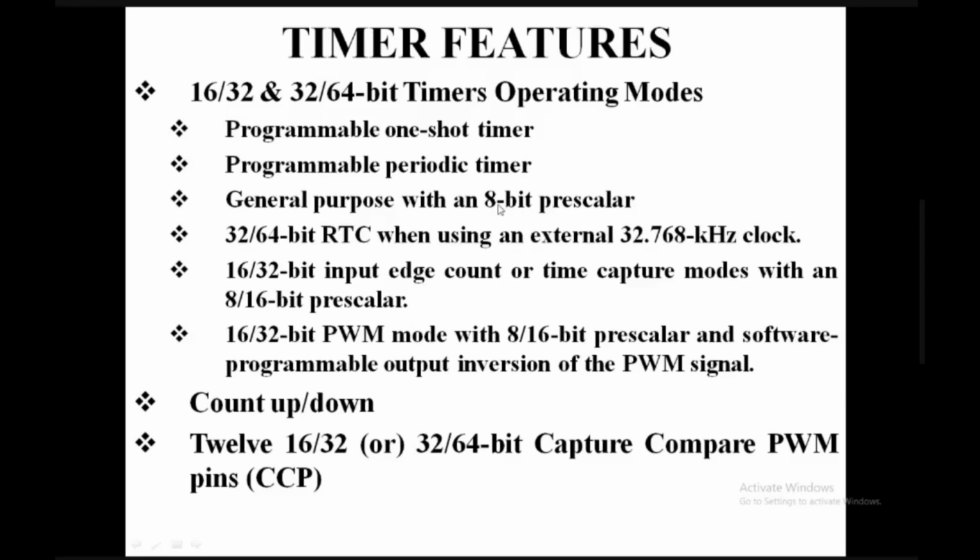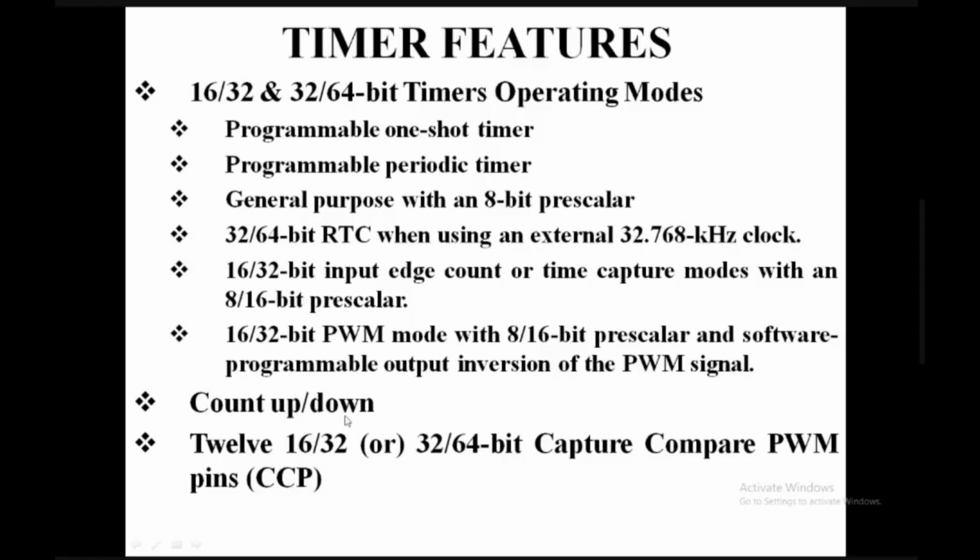As I told you, prescaler means scaling, means division, right? Scaling means division, 8-bit prescaler. And a 32 or 64-bit real-time clock when using an external. Whenever you talk about RTC, the 32.768 kHz crystal oscillator will come, as you all know very well. And 16 or 32-bit input edge count or time capture mode with an 8 or 16-bit prescaler. Similarly, 16 or 32-bit PWM mode with 8 or 16-bit prescaler and a software programmable output inversion of the PWM signal.